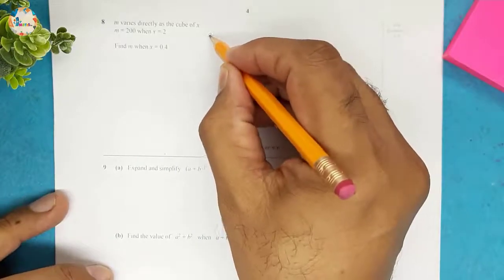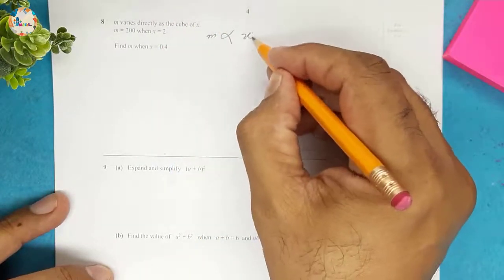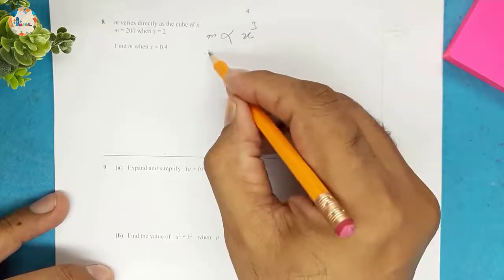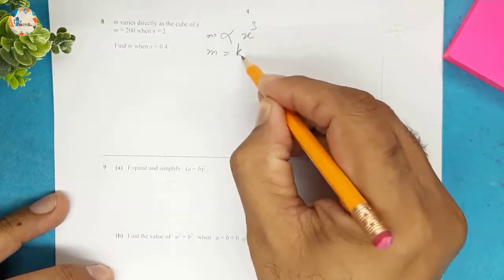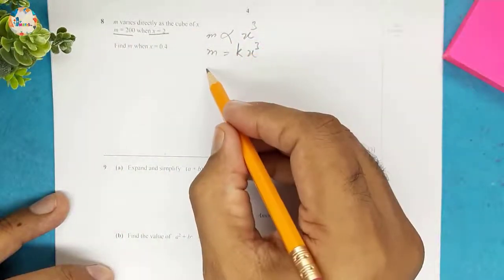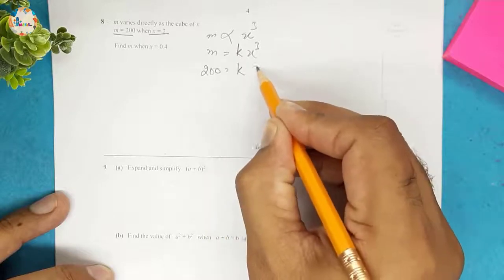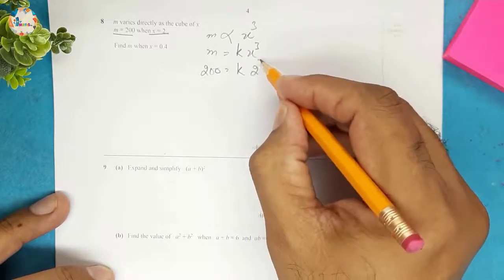Question number 8. M varies directly as the cube of x. So this is the cube of x. Now we can write m is equal to kx cubed. They are saying m is equal to 200 when x is equal to 2. So 200 is equal to k times 2 raised to the power 3.